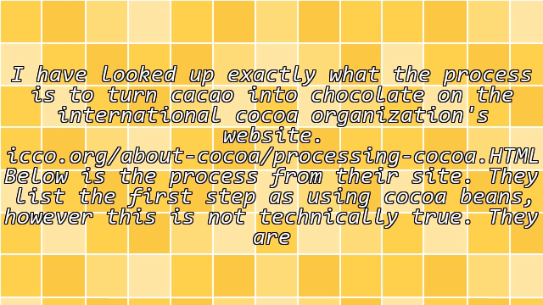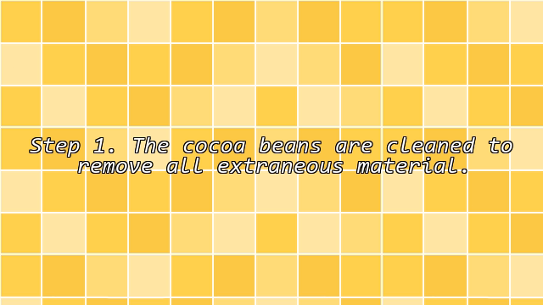I have looked up exactly what the process is to turn cacao into chocolate on the International Cocoa Organization's website, ico.org/about-cocoa/processing-cocoa.html. Below is the process from their site. They list the first step as using cocoa beans, however this is not technically true. They are cacao seeds. Step 1. The cocoa beans are cleaned to remove all extraneous material.